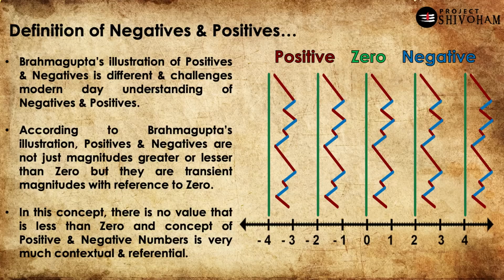But Brahmagupta's codification states that a 0 could start anywhere, but a positive essentially represents forward movement and a negative represents a backward movement, all with regards to the position of reference that you choose. And the second thing is, according to Brahmagupta's illustration, positives and negatives are not just magnitudes greater or lesser than 0, but they are transient magnitudes with reference to 0. This is very crucial to understand. And in this concept of Brahmagupta, there is absolutely no value which is lesser than shunyam. Shunyam is the ultimate stable state.